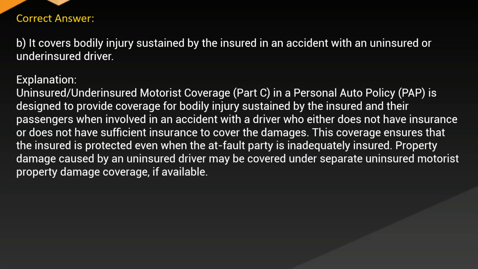Correct answer: B. It covers bodily injury sustained by the insured in an accident with an uninsured or underinsured driver. Explanation: Uninsured/underinsured motorist coverage, Part C in a personal auto policy (PAP), is designed to provide coverage for bodily injury sustained by the insured and their passengers when involved in an accident with a driver who either does not have insurance or does not have sufficient insurance to cover the damages. This coverage ensures that the insured is protected even when the at-fault party is inadequately insured. Property damage caused by an uninsured driver may be covered under separate uninsured motorist property damage coverage if available.